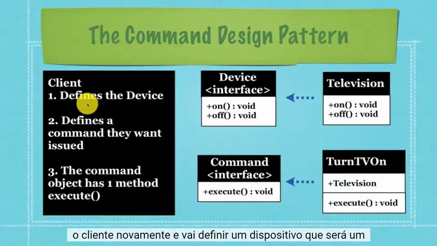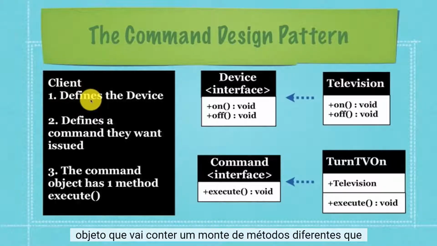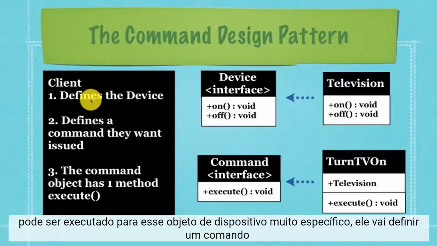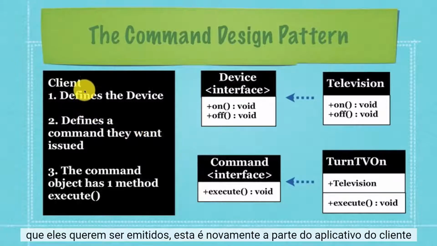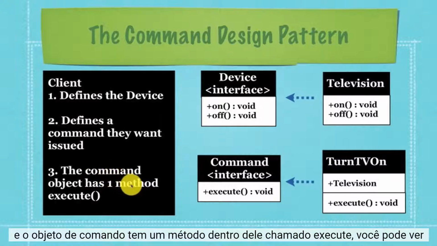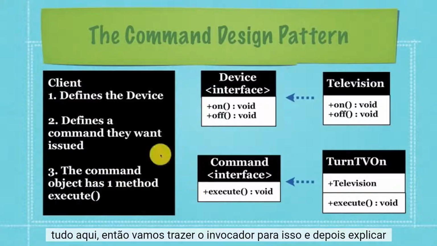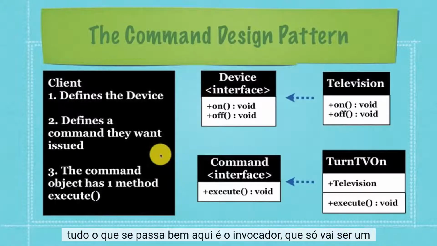So there's another explanation. So let's look at it from another way. Okay, here is the client again, and it's going to define a device, which is going to be an object that's going to contain a whole bunch of different methods that can be run for that very specific device object. It's going to define a command that they want to be issued. This is, again, the application part of the client, and the command object has one method inside of it called execute, and you can see everything over here. So let's bring in the invoker to this and then explain everything that goes on.